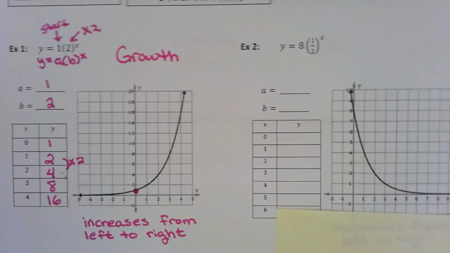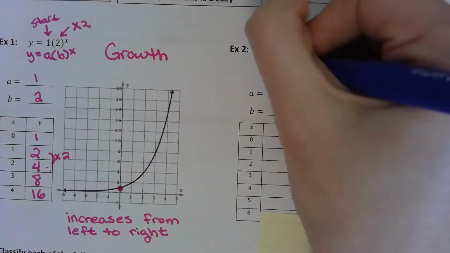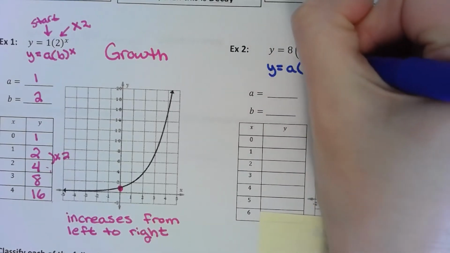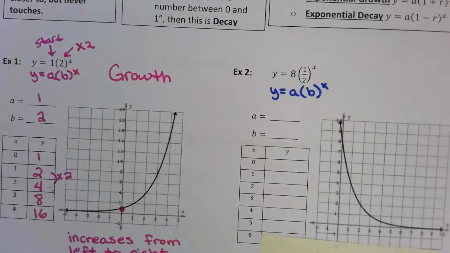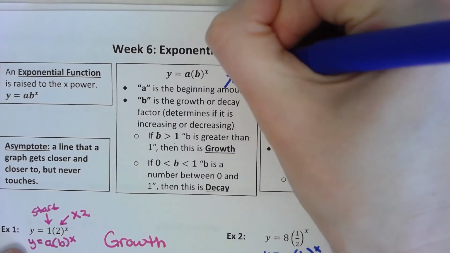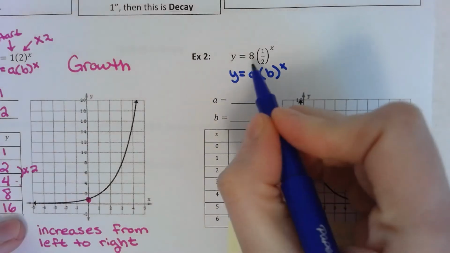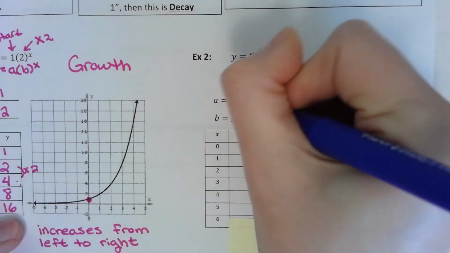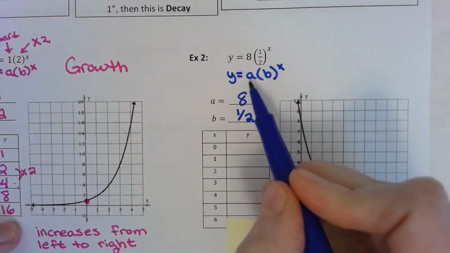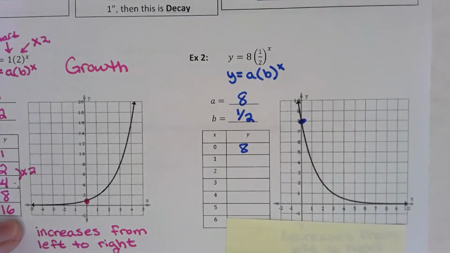Okay, so over here is another example. I'm going to go ahead and label underneath my equation. I've got y is equal to a times b to the x power. And I want to remind you guys, and I'm even going to add it up here, the a value is also your y-intercept. Okay, so when I'm looking at this one, my a value is the number on the outside, that's 8. My b value is 1/2. So if my starting value is 8, I'm going to put that right here. That's also my y-intercept right there, positive 8.